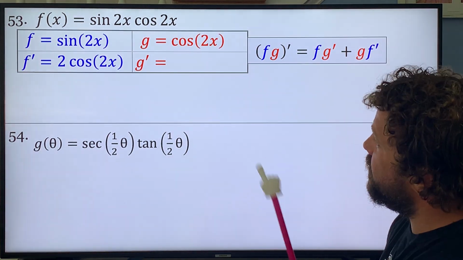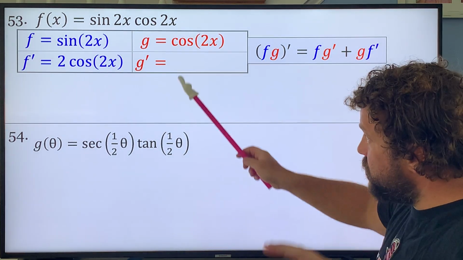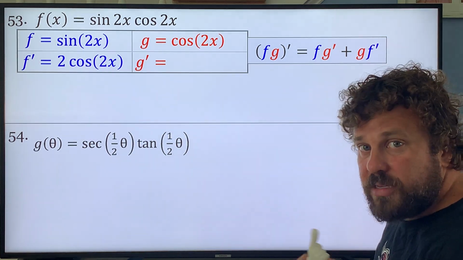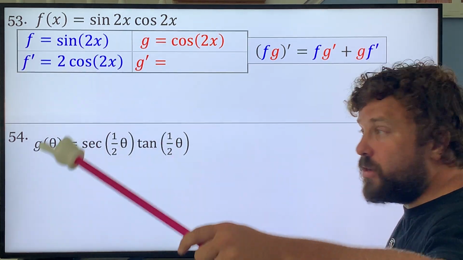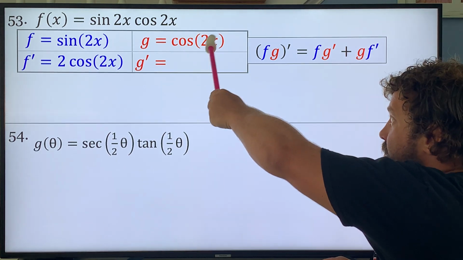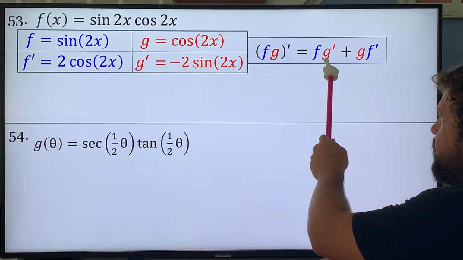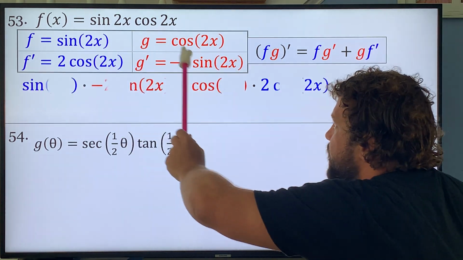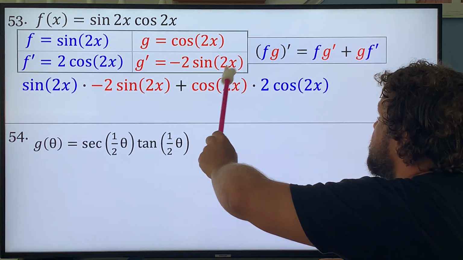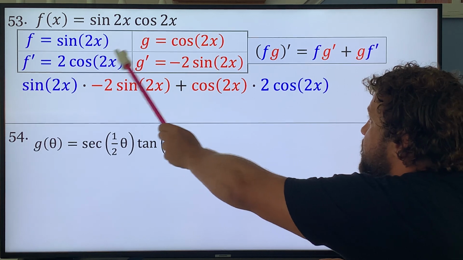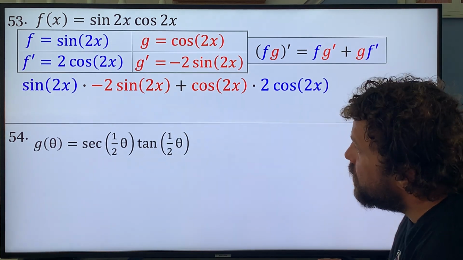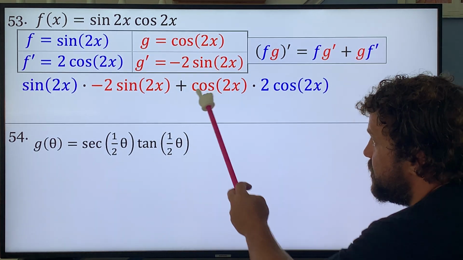Cosine 2x. Derivative of 2x is 2, so 2 goes in the front. Derivative of cosine is negative sine. Negative 2 sine 2x. Now f g prime: sine 2x times negative 2 sine 2x, plus cosine 2x times 2 cosine 2x, plus, with the product rule.